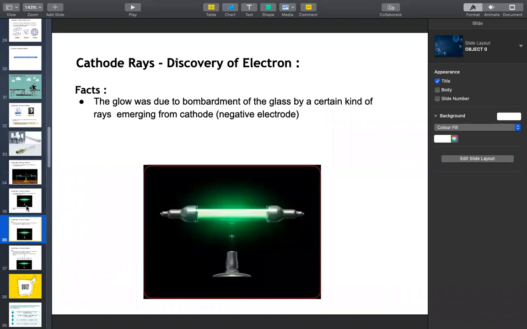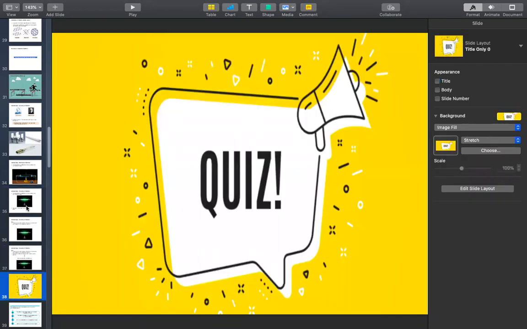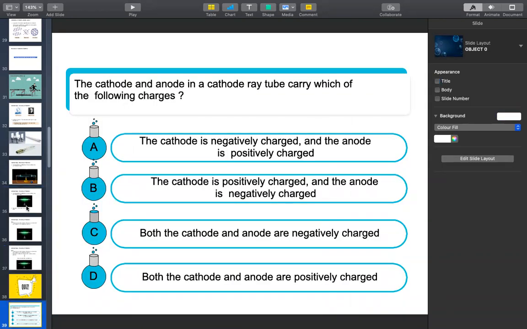Okay, now I already explained this part. This ray is called cathode ray. Now these rays travel in a straight line until they strike the anode surface, the positive electrode. We will see what experiments were done to predict why this travels in a straight line. Before that, please answer these questions fast. What is the answer of this?